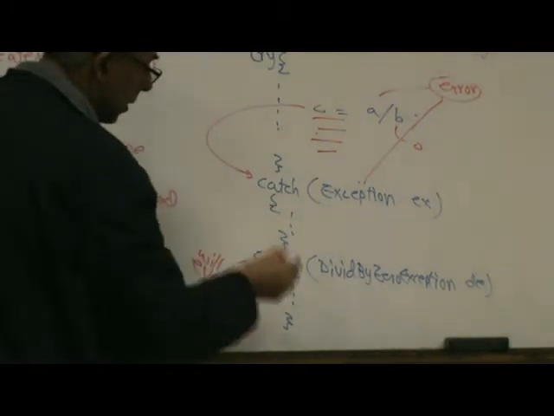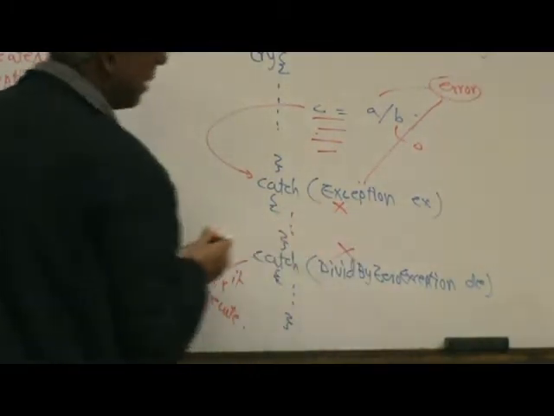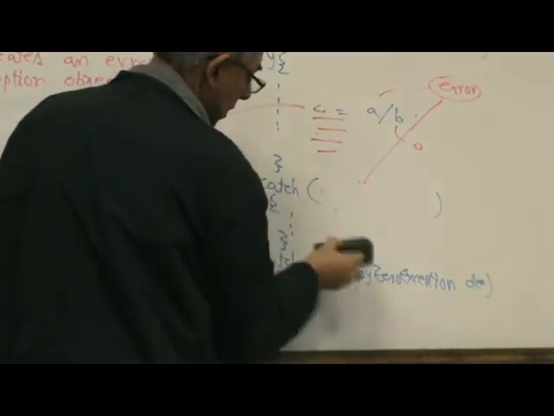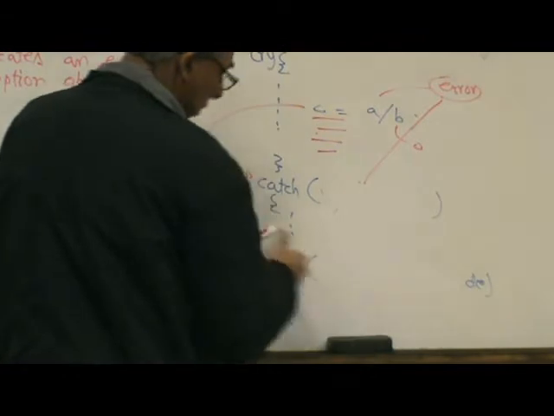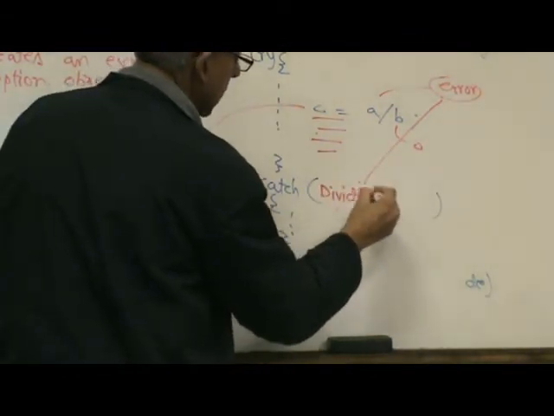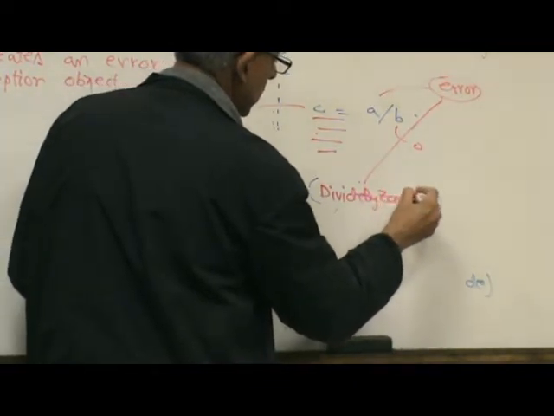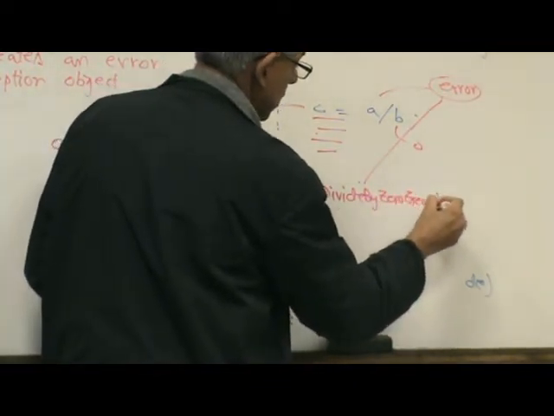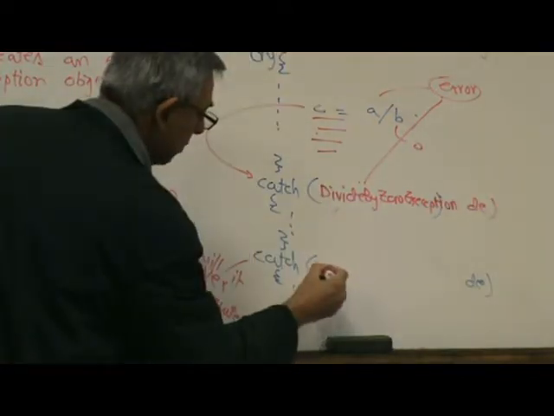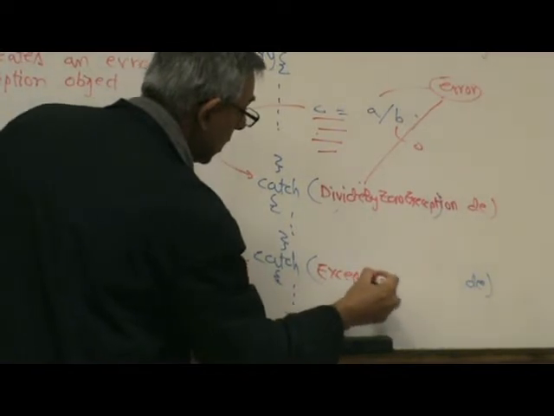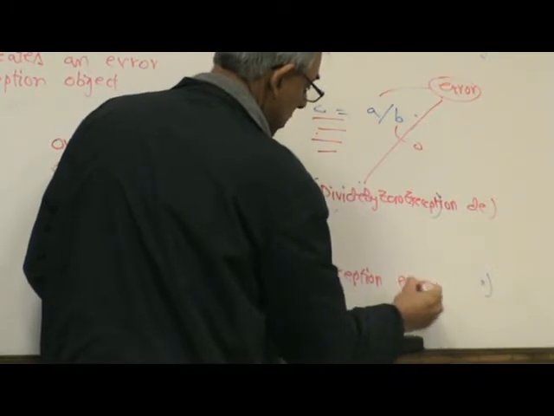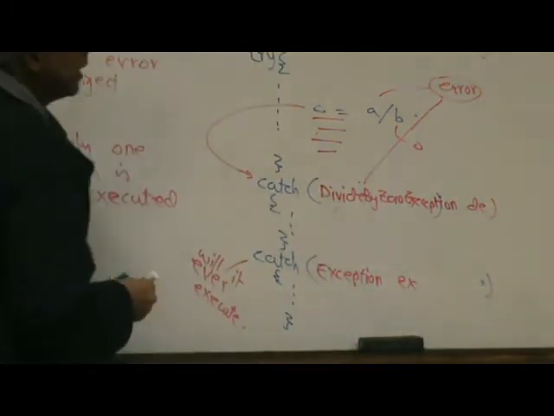So this is a wrong order, and this code will not even compile. You will have to change it to DivideByZeroException as an example, and the next one will be the base class Exception, and so on.